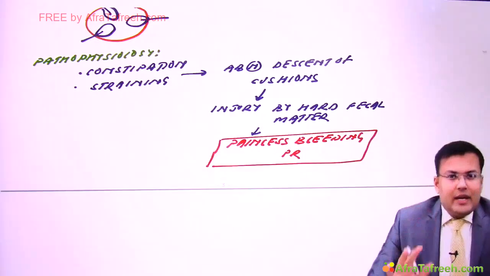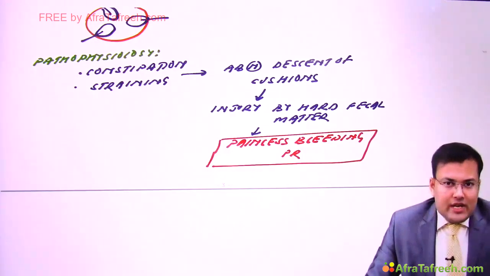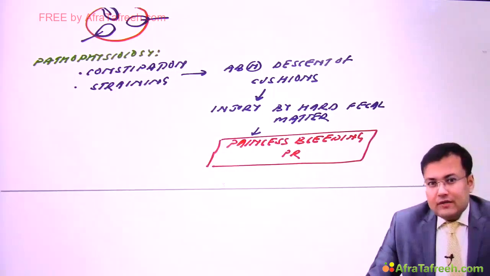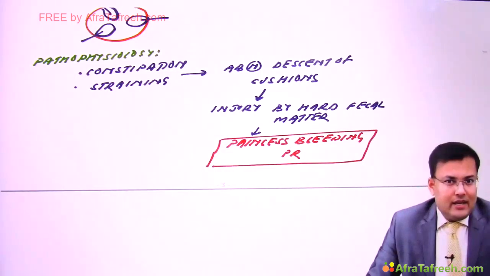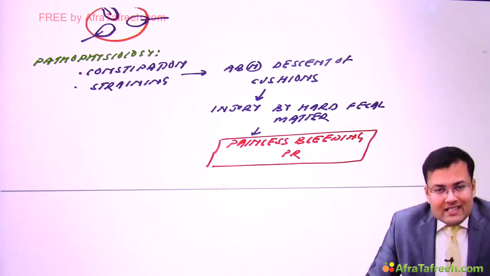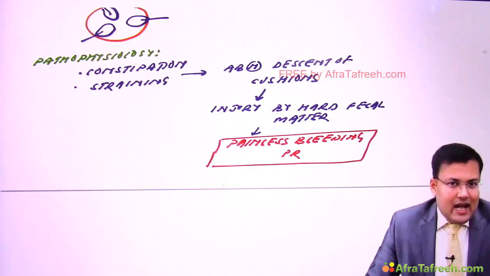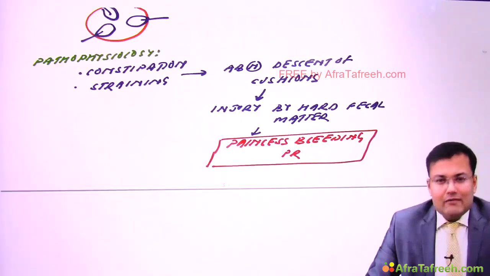Now see the important points related to lower GI bleeding. What is the most common cause of lower GI bleeding we discussed? It is hemorrhoids. What is the most common cause of significant lower GI bleeding? It is colonic diverticula. And what is the most common cause of occult or obscure lower GI bleeding? That's angiodysplasia, also known as vascular ectasia.